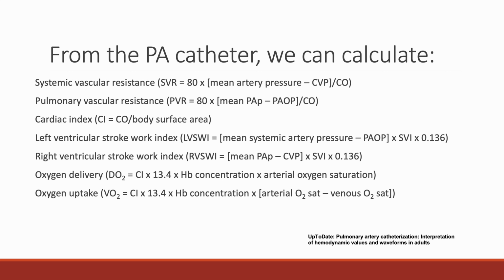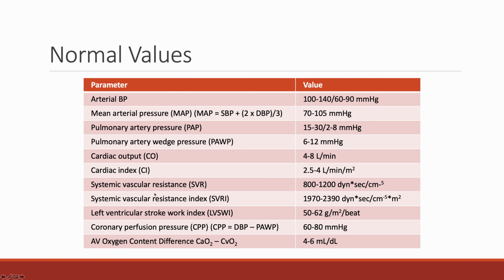So when we get the LVSWI, the reason we look at that is because that tells us essentially what the stroke volume is, or what is the amount of blood ejected with each cardiac cycle. That can be useful, right? Then there are these things down here like the oxygen delivery and the oxygen uptake, and we're going to skip that for right now. I want you to know that there are normal values for all this stuff.